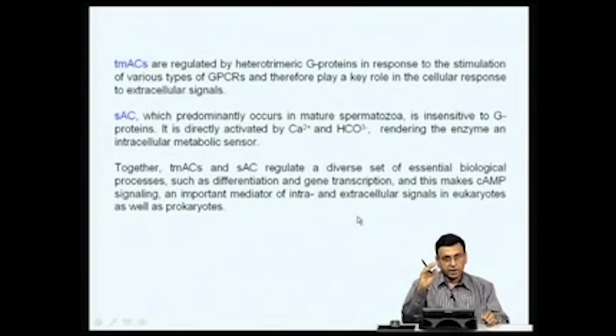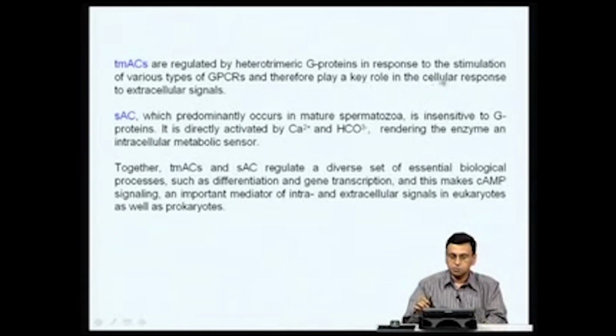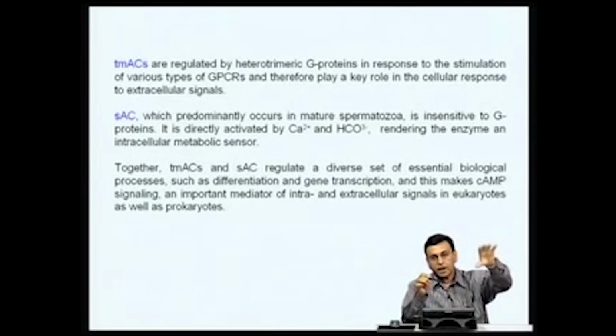The transmembrane adenylyl cyclases, or the membrane bound adenylyl cyclases, are the ones which are regulated by the heterotrimeric G proteins, and therefore are very important for the current discussion, which involves signal transduction pathways leading to gene activation. They are regulated by heterotrimeric G proteins in response to stimulation of various types of G protein coupled receptors, and therefore play a very important role in the cellular response to extracellular signals. Whereas the soluble adenylyl cyclase, which primarily occurs in mature spermatozoa, is insensitive to G proteins. So, G protein signaling takes place primarily through the membrane bound adenylyl cyclases.